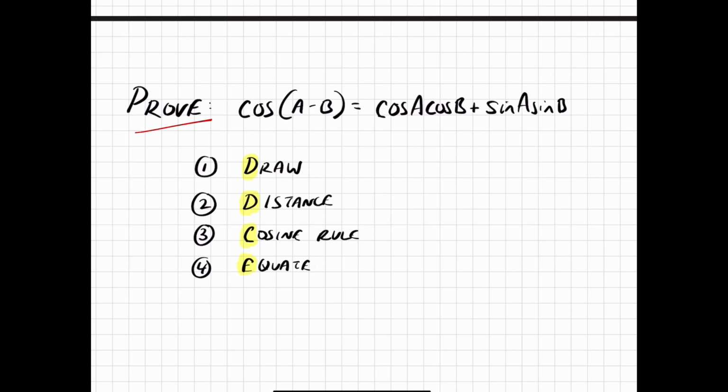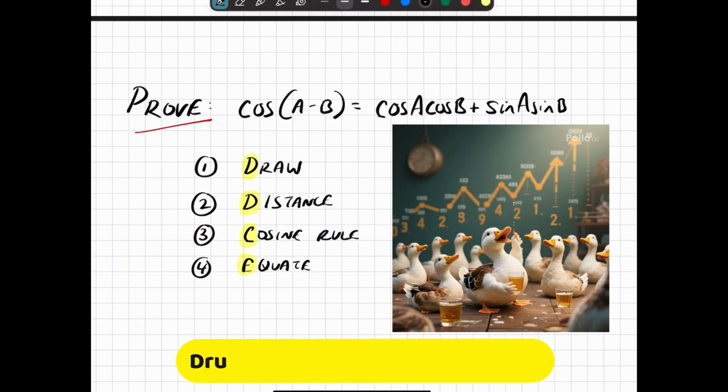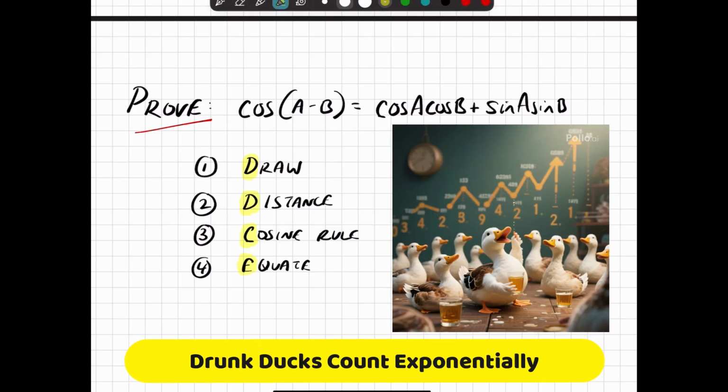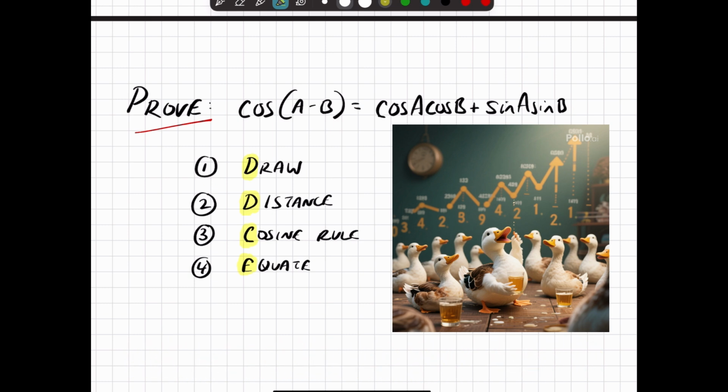But what I'll say is, drunk ducks count exponentially. Why am I giving you that? To help you remember your 4 steps: DDCE, draw, distance, cosine, and equate. Right, let's get tucked in and take a look at the draw part.